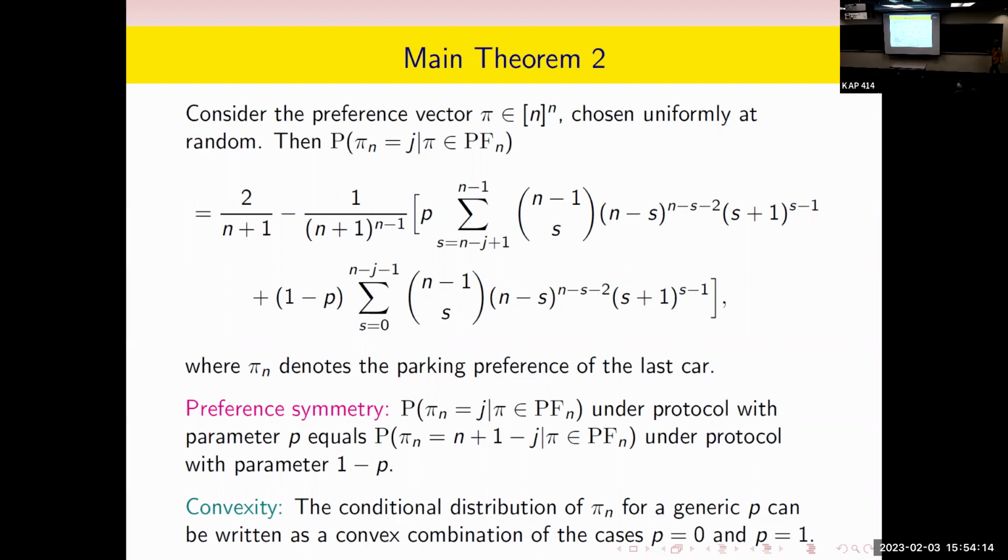Sorry, again, your pi in PFn. How is that different from pi in bracket n to the n here? Because we're assuming under protocol p. So pi in PFn means it's a probabilistic model, and then it means that the car will be able to park with certain probability, a non-zero probability for this particular p. And so for generic p, for preference vectors, we know the probability of pi in PFn is n plus 1 to the n minus 1 or n to the n. So it's kind of like normalized by that.